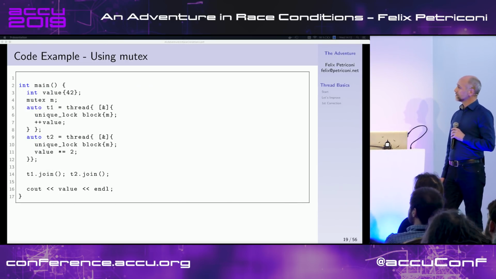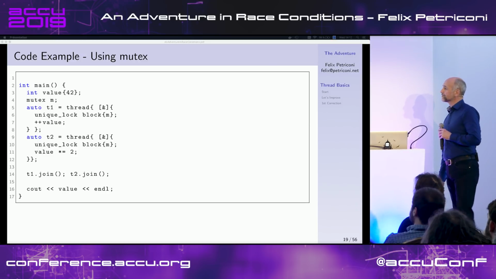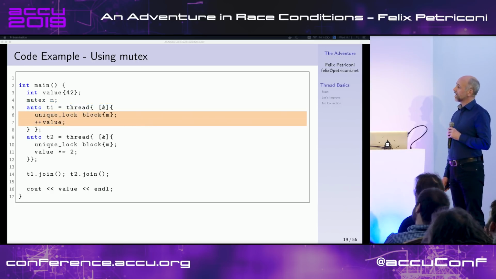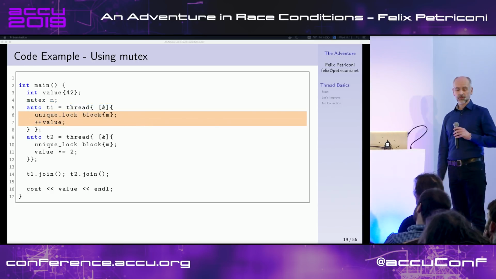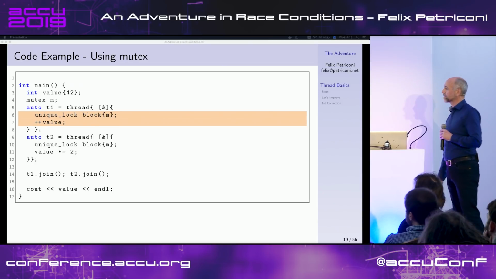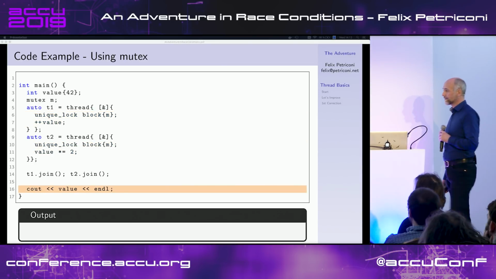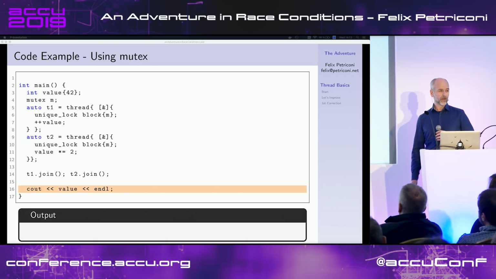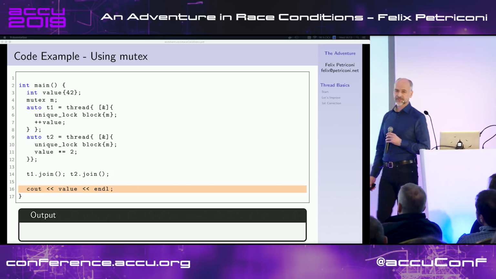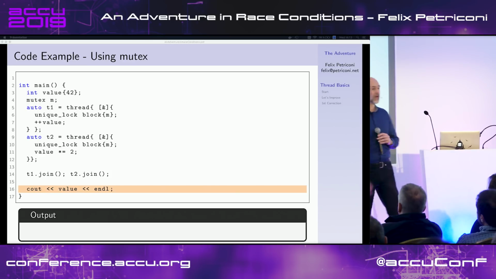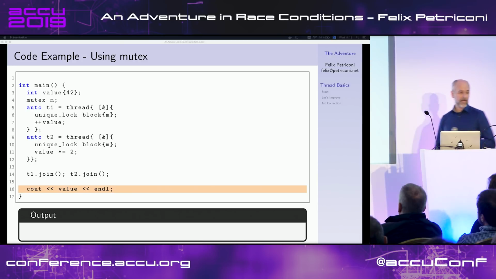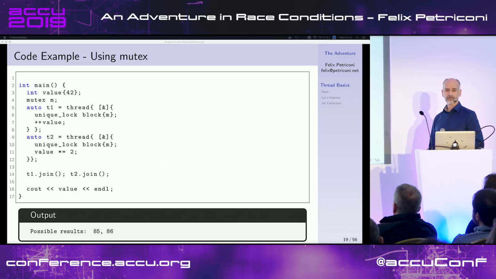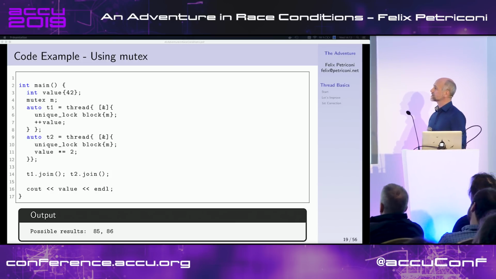So we can do literally the same with the mutex. This mutex shall guard the int value, and we use the unique lock within the thread on both sides, and we join. What's now the result? What are possible results? Yes? 85. Yes, and? 86. Correct. Okay, so this is basic.